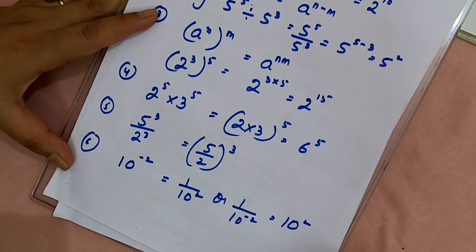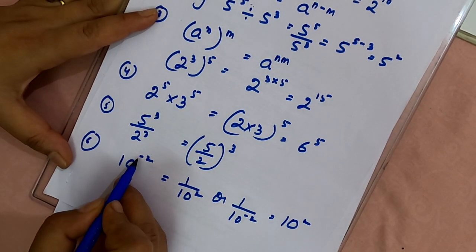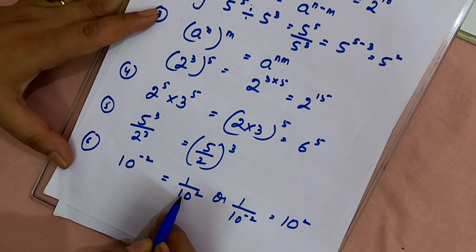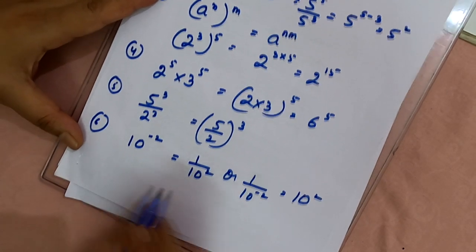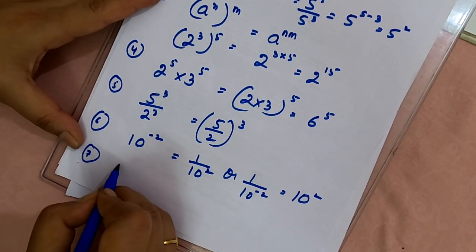Clear? The conclusion is, whenever the power is negative, you have to make the reciprocal of the base to make the power positive. Clear? Now the last one.